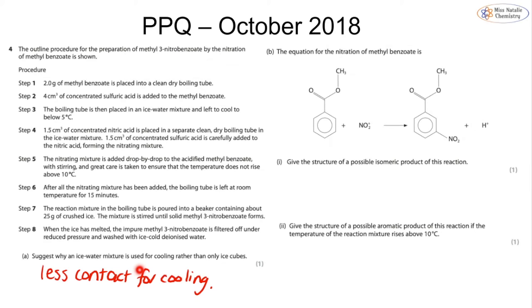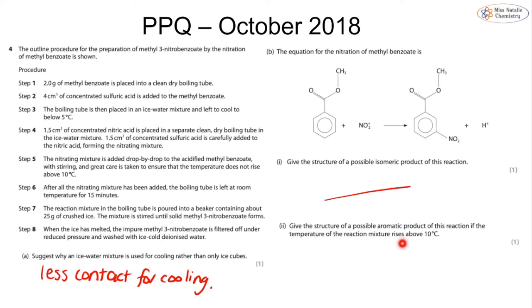So the equation for the nitration of methyl benzoate is as shown here, and we want to give a possible isomeric product of this reaction. Now, I'm not going to have any space in here to do this, so I'm going to show you what the isomer should look like here.